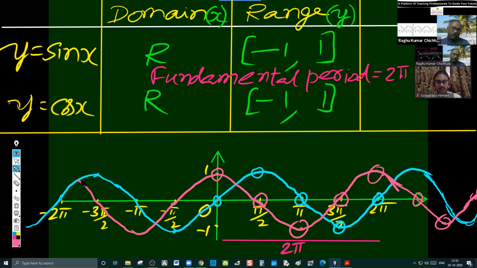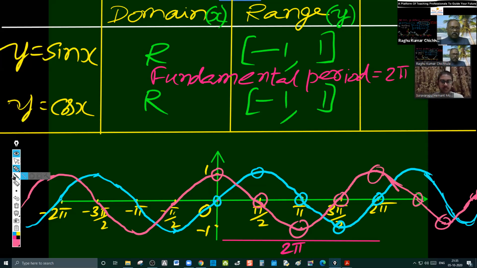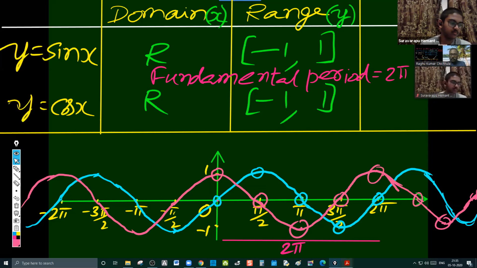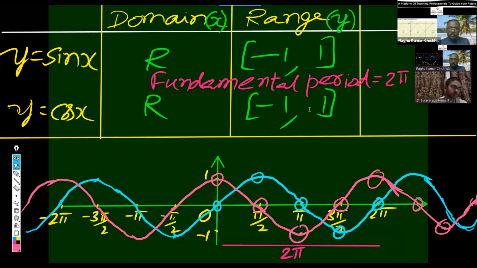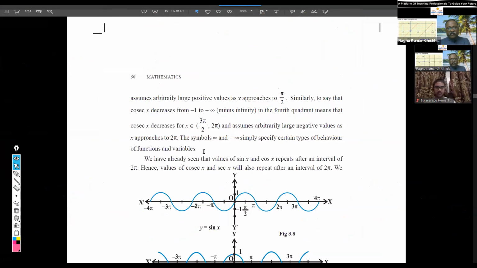Let us see what are the shapes given in your textbook. So what are the things to be remembered here? Sine x domain is the set of real numbers and cos x domain is the set of real numbers, and the range is also the same, -1 to +1, and it is also -1 to +1. So let us check your CBSE textbook here. Just a moment. Just see the cos graph here.